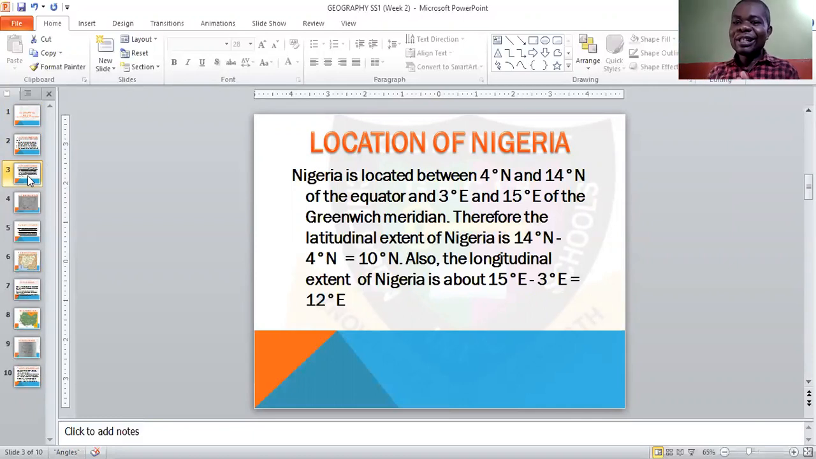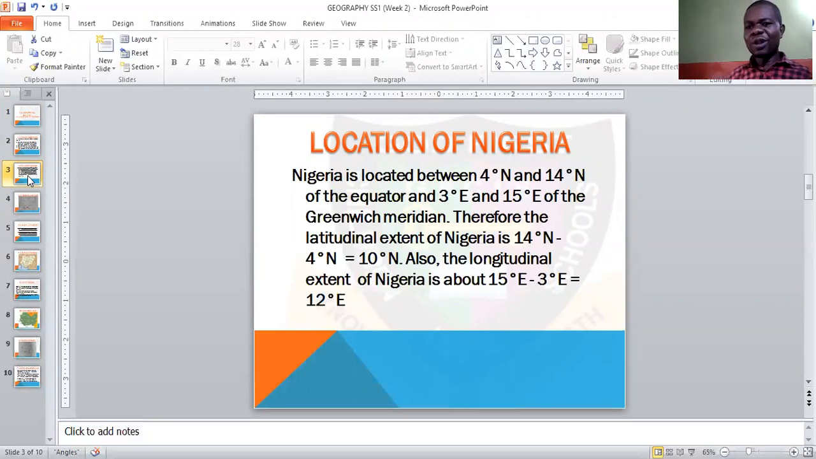Nigeria is located between 4 degrees north and 14 degrees north of the equator. And she's also located between 3 degrees east and 15 degrees east of the Greenwich Meridian. Greenwich Meridian, we remember in our first term, we also discussed that, runs from north to the south, dividing the earth also into two equal parts.